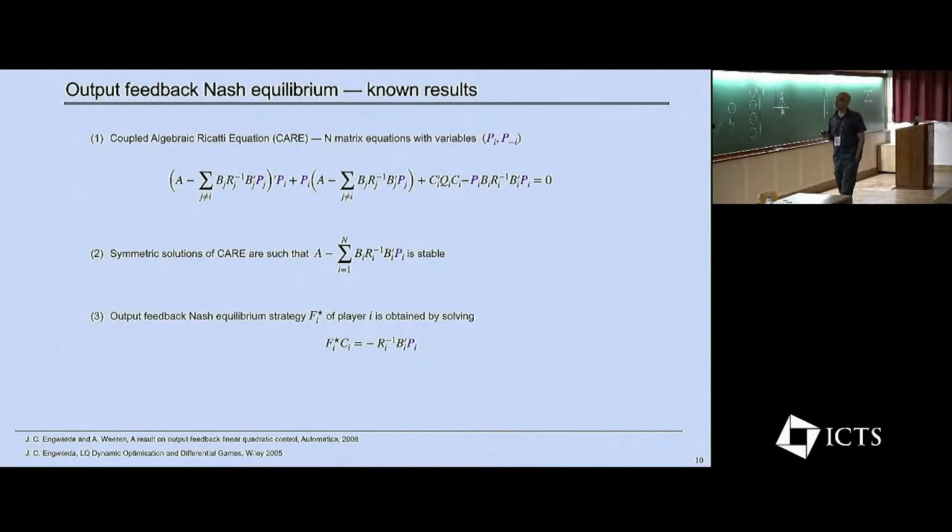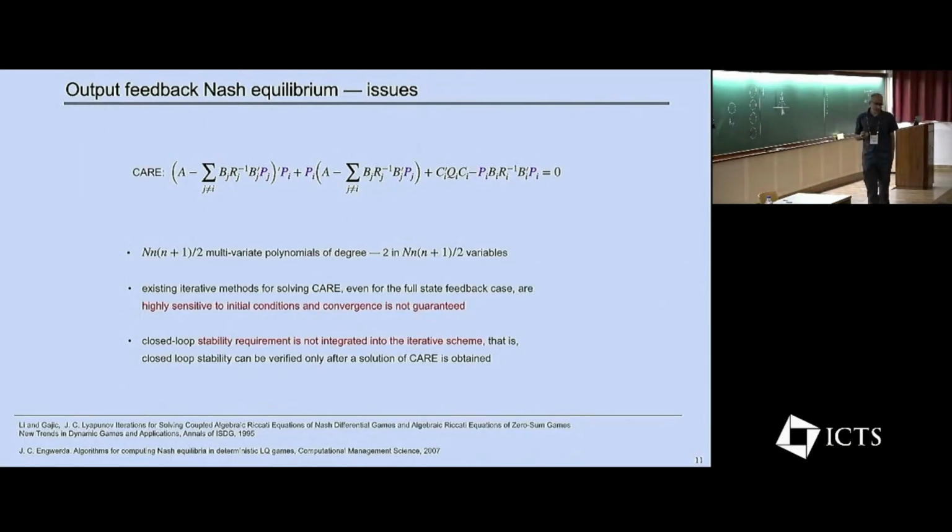Once I am able to find a symmetric stabilizing solution of this coupled algebraic Riccati equation, I can synthesize player i's Nash equilibrium strategy by solving this matrix equation. This is the approach. But what are the difficulties with this approach? The coupled algebraic Riccati equation, even for the full state feedback case, if you observe closely, has Pi as a variable which is a symmetric matrix, so it will have n times n plus 1 over 2 variables.